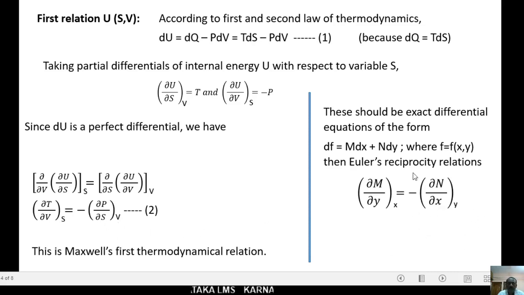Like this you can write the simple equations. By using equation 1, directly write the equation 2 using this Euler's reciprocity relation also. Let us see the second relation.